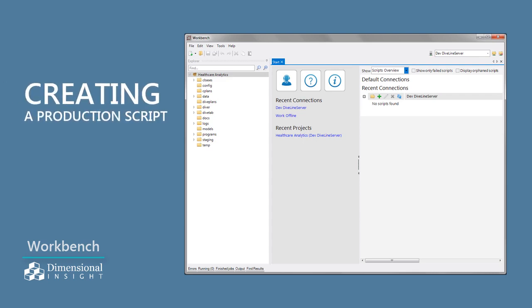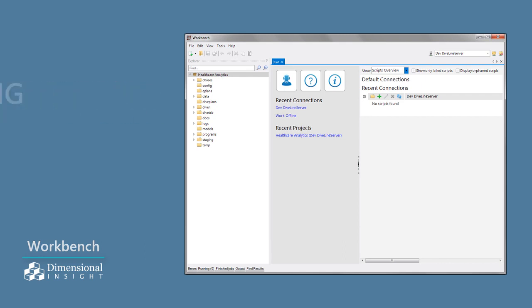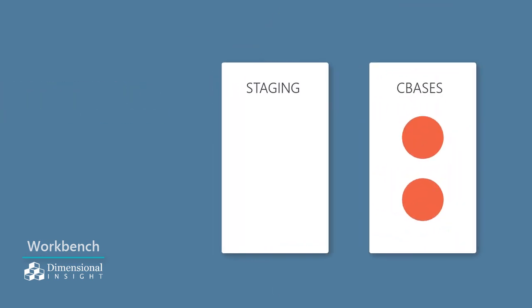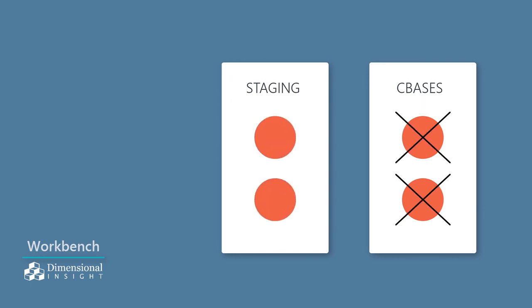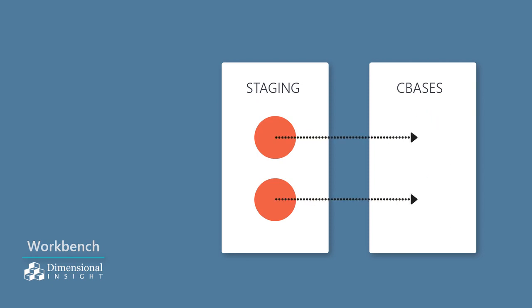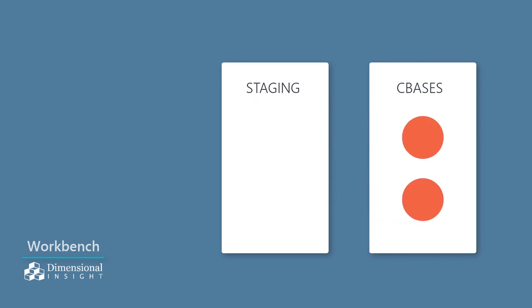In this demonstration, you'll learn how to create and run a production script to ensure that two C-bases are kept up to date. First, the script calls for the rebuilding of the C-bases in the staging folder. Second, the script deletes the outdated C-bases in the C-bases folder. And finally, the script moves the two updated C-bases from the staging folder into the C-bases folder.